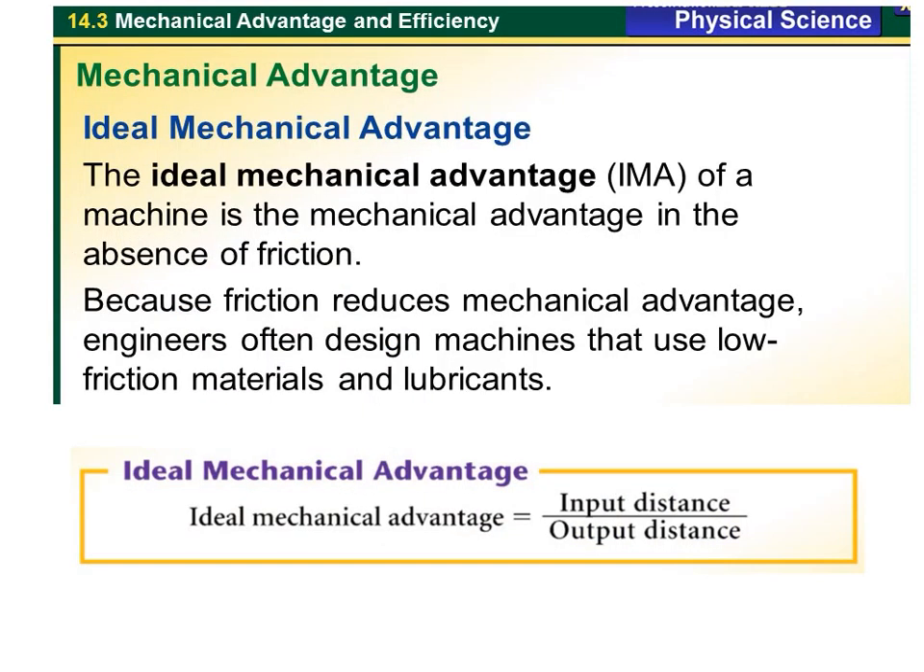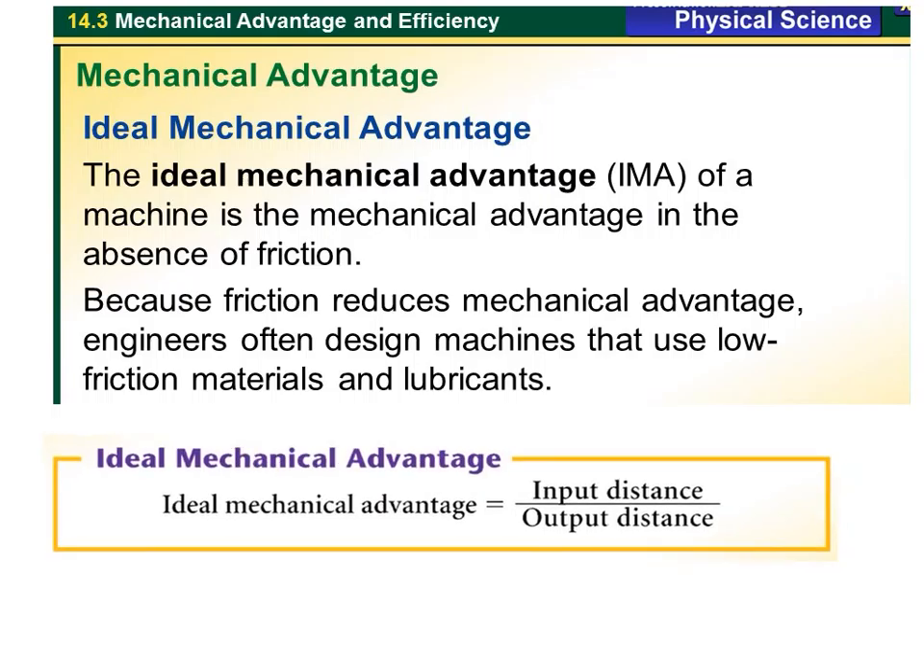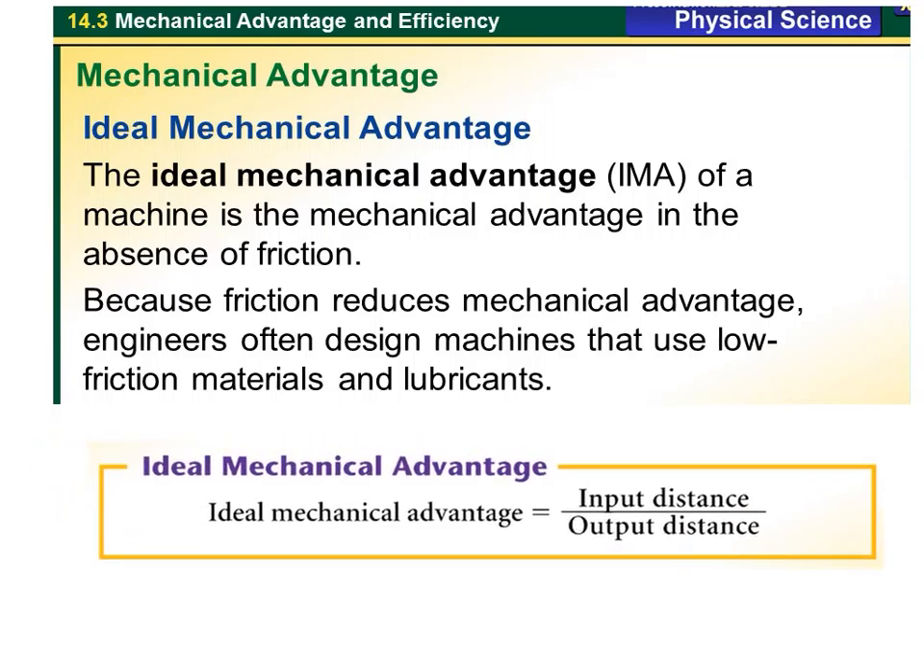A concept that is closely related to actual mechanical advantage is ideal mechanical advantage. Notice that the difference here involves input distance and output distance as opposed to force. Remember, two things involved always when we're doing work is force times distance. So actual mechanical advantage deals with force, whereas ideal mechanical advantage helps us with distance.